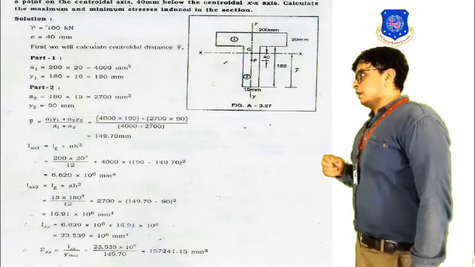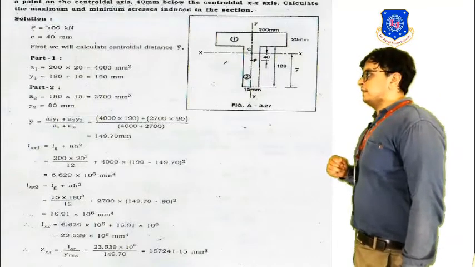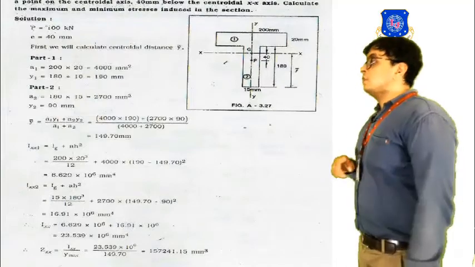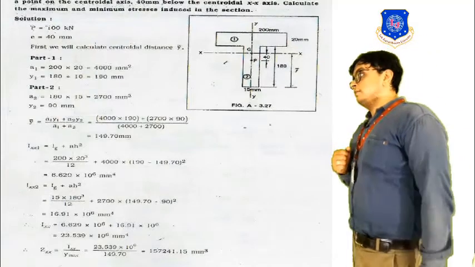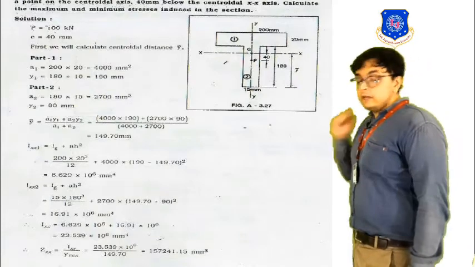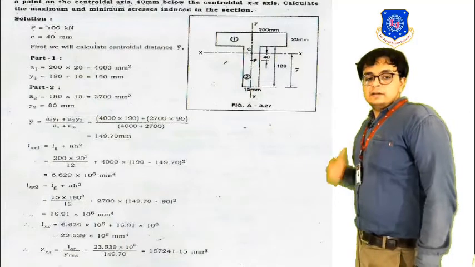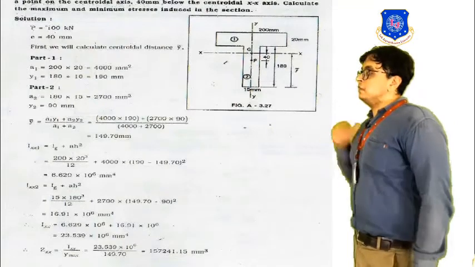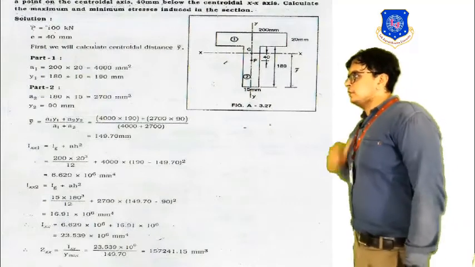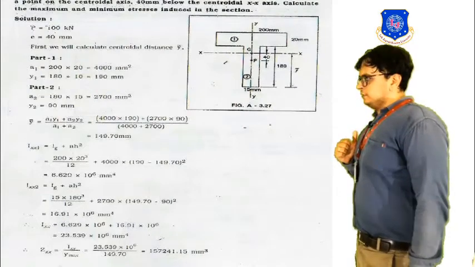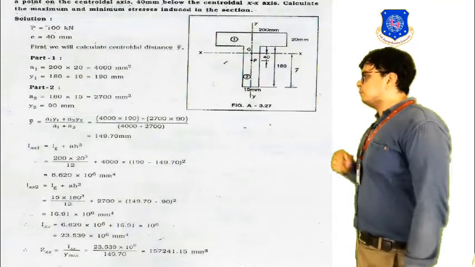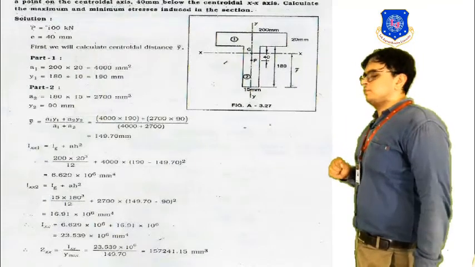Okay, and we have to divide it by the centroidal axis, that is y bar, its value is 149.7 millimeter. By this, we are getting the final value of 157,241.5 millimeter raised to 3, that is millimeter cube. Okay, so yes, in this way we have got the section modulus. So, that we will be utilizing for our calculation.